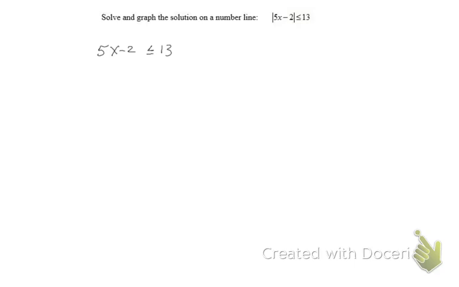The second inequality is almost the same. I'll have 5x minus 2. The two differences: I will change the direction of the inequality and I'll change the sign of the right-hand side.